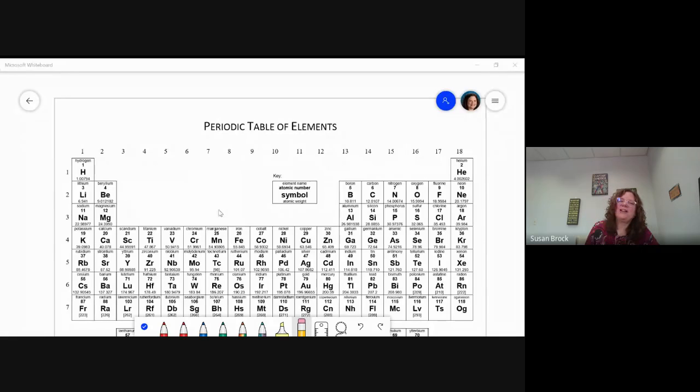About not knowing Coulomb's law. Lots of people are struggling with Coulomb's law, okay?